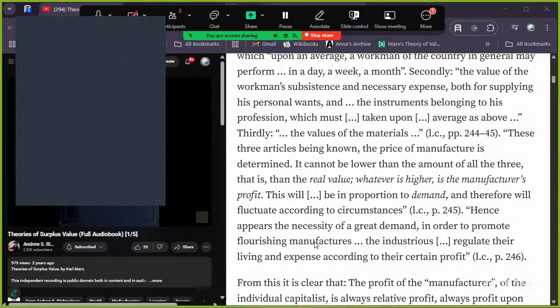It cannot be lower than the amount of all the three, that is, than the real value. Whatever is higher is the manufacturer's profit. This will be in proportion to demand, and therefore will fluctuate according to circumstances. Hence appears the necessity of a great demand in order to promote flourishing manufactures. The industrious regulate their living and expense according to their certain profit," end quote.